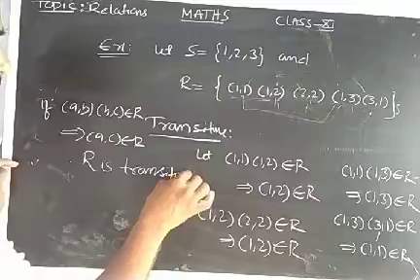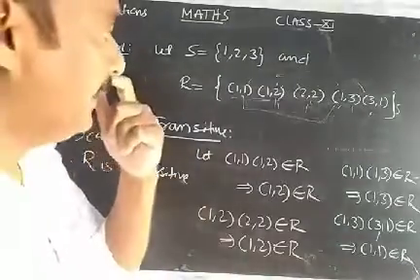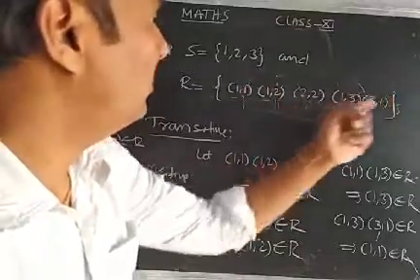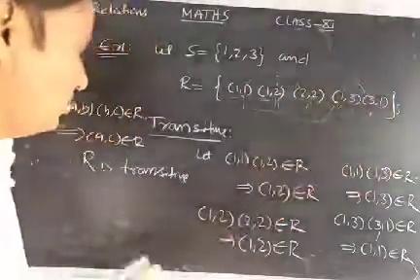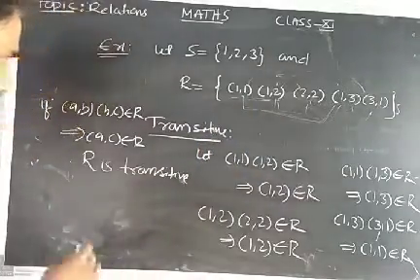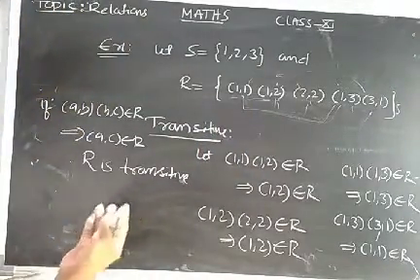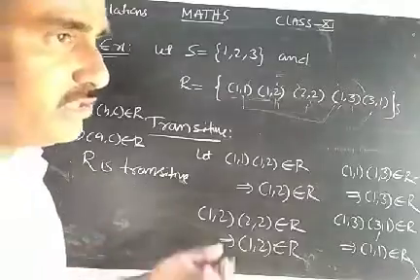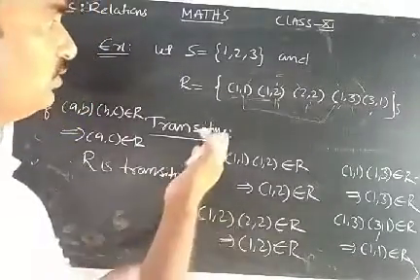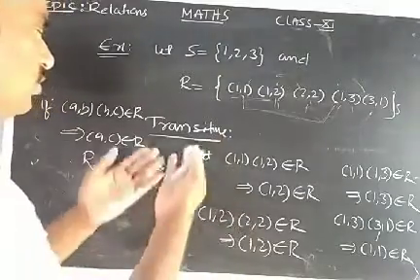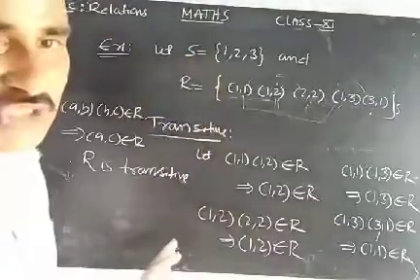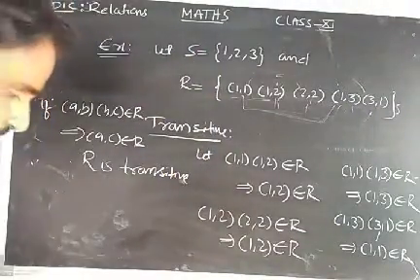R is transitive. No need to include any other element. 2 comma 2, okay, 1 1, okay, that's all. No need to add any other pairs. Already it is transitive. Therefore it is transitive. If not, we have to give the reason, and we have to find the number of elements to be included to make it transitive. No element is needed to make this transitive. Already it is transitive. Okay, right.